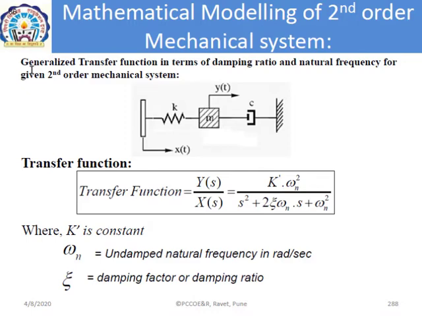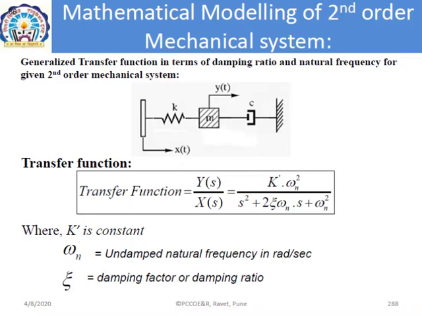Let us have a generalized form of a transfer function for any second-order mechanical system. A generalized transfer function in terms of a damping ratio and the natural frequency for a given second-order mechanical system is given by a transfer function Y(s) upon X(s). This mechanical system consists of a massless plate, a damper C, an inertial body M, and a spring or elastic member of stiffness K.